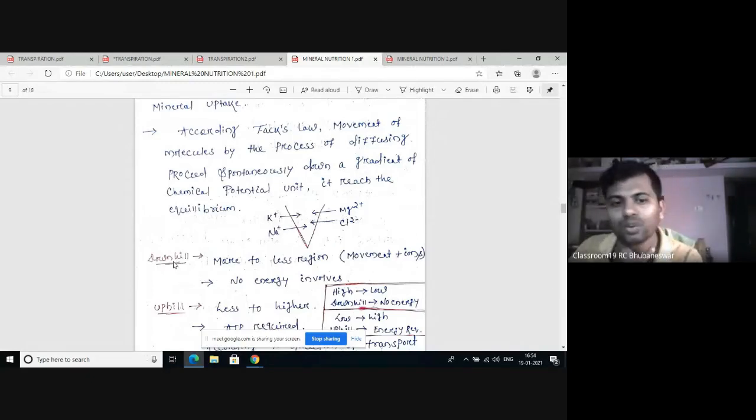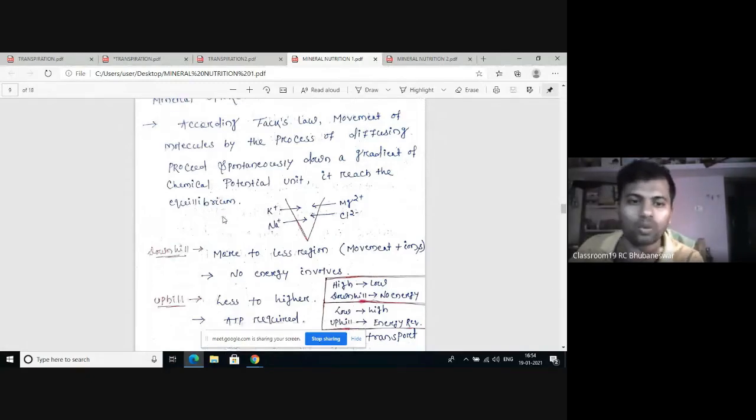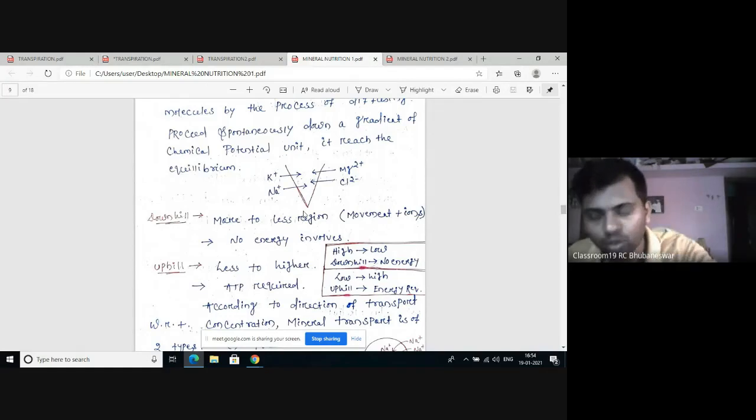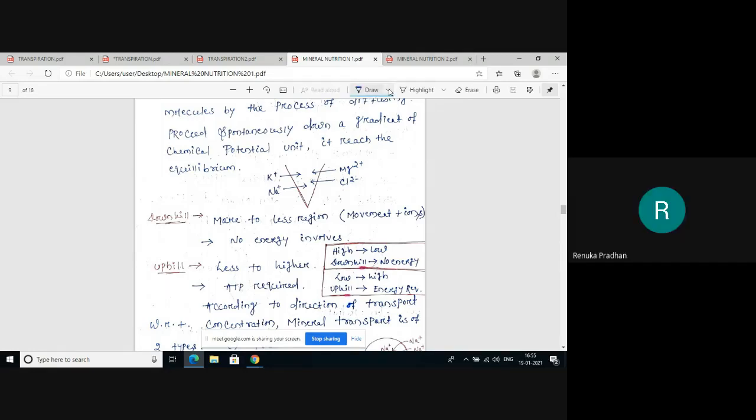And then we have two types of transport. One is downhill, second is uphill. Suppose the concentration of sodium is very low in the root and very high inside the soil, and the sodium enters from the soil into the root. This is known as downhill transport, from more to less, and in this case there is no energy involved. Got this point?